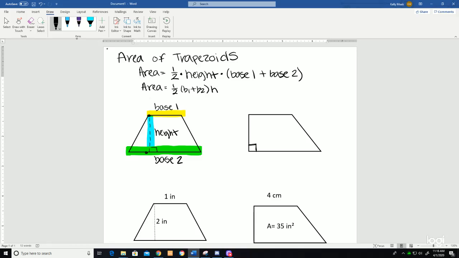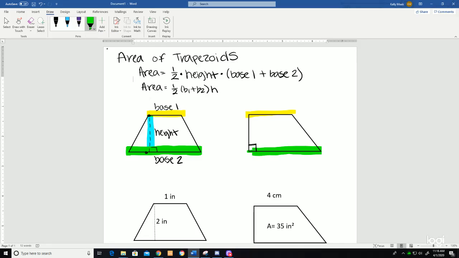There's a right angle right here. So this is still a type of trapezoid, except it just has that right angle there. When it comes to this type of trapezoid, same thing: you have a base on top, you have a base on bottom here.